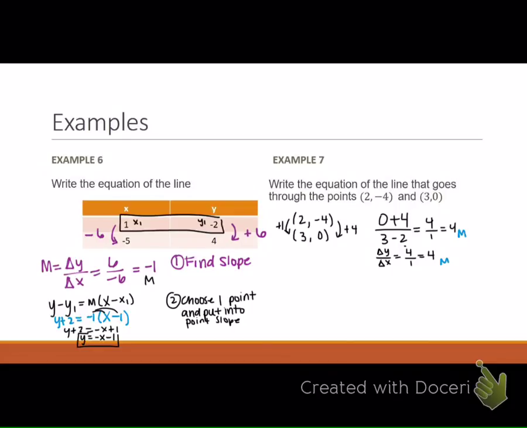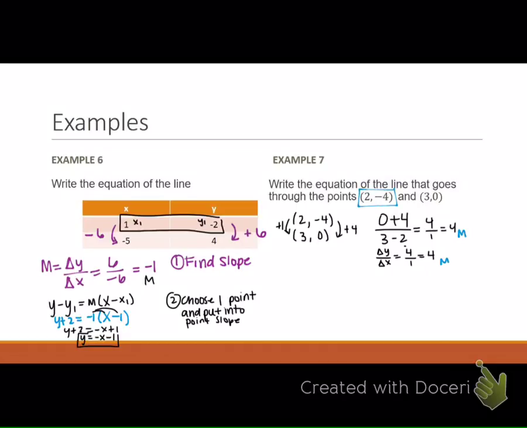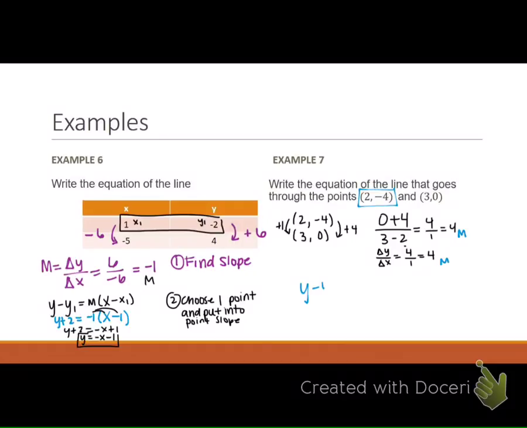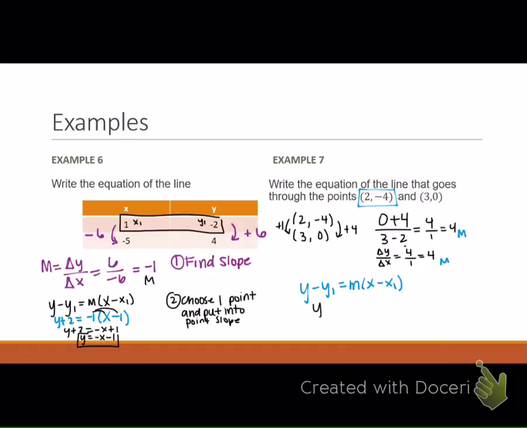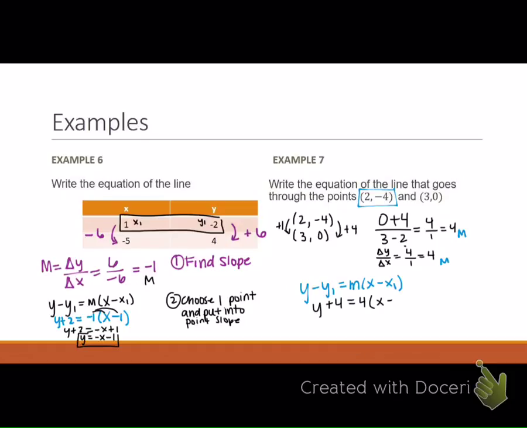All right, Tanari, which point do you want to use? 2, negative 4, or 3, 0? Okay, 2, negative 4. y minus y1 equals m times x minus x1. Tanari, how would that go into that equation? Perfect. So we distribute and subtract 4.